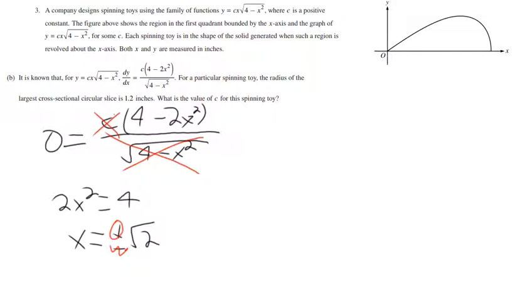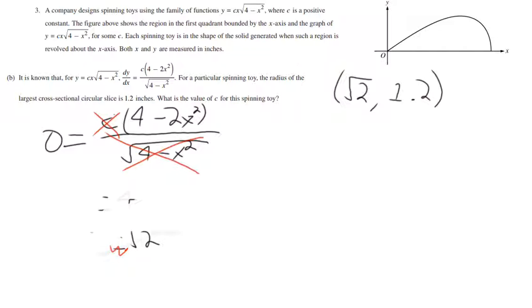Now, if the largest cross-sectional circular slice is 1.2 inches, I know that my maximum value is 1.2, wherever that is. So basically what I'm doing is plugging in the point radical 2, 1.2 here, and solving for c. So let me go ahead and clear off all this extra writing over here so that I have some room to do that. Oh, that's not an eraser. Let's try that again. All right, I'm going to get rid of all of this.